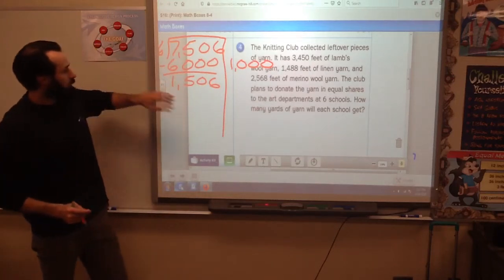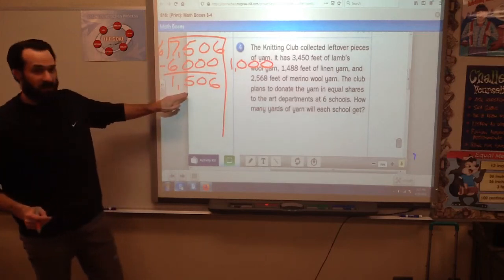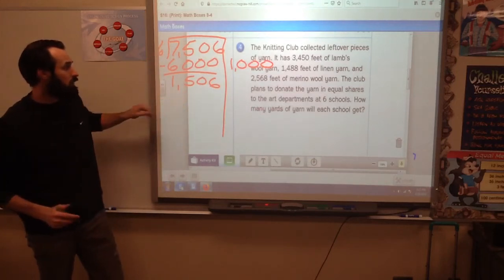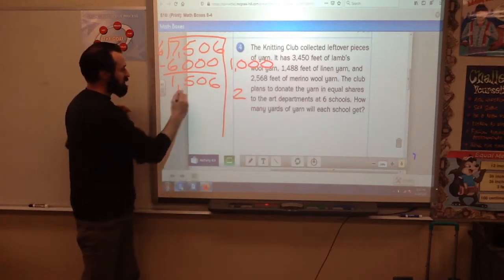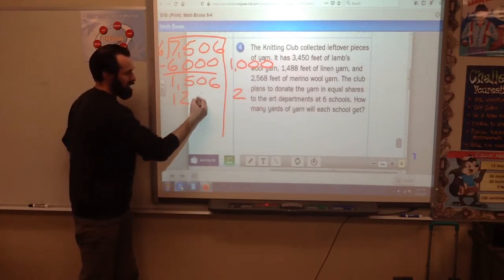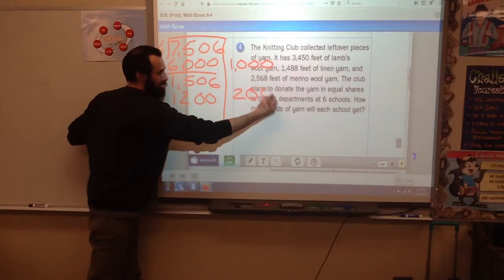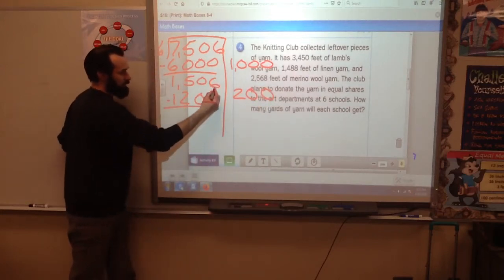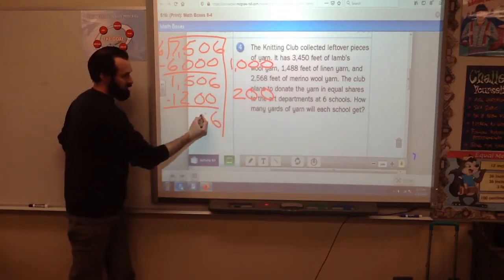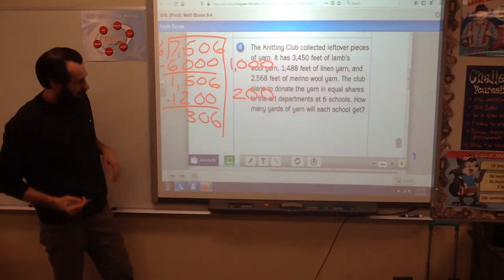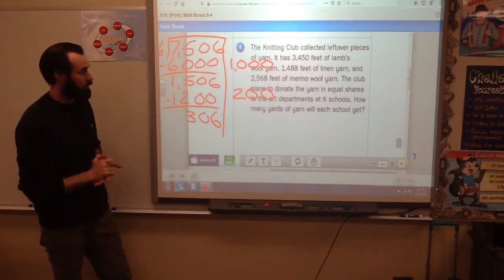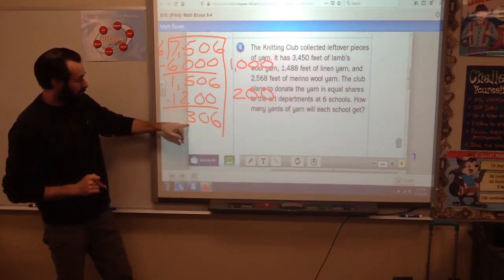So now we're thinking, what times 6 gets me close to 15? You can only do 2 6s because 6 times 2 is 12. Add a 0, add a 0, add a 0, add a 0, and subtract. 6 minus 0 is 6, 0 minus 0 is 0, 5 minus 2 is 3. Okay, so now we're working with the 30.